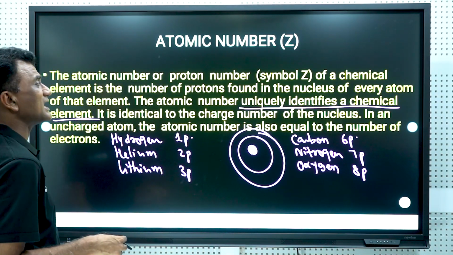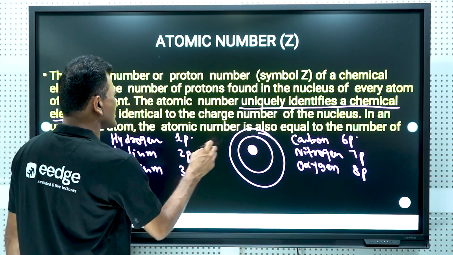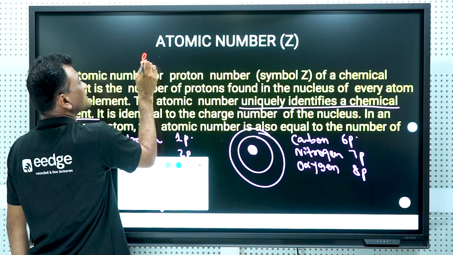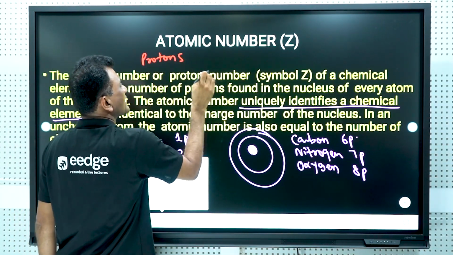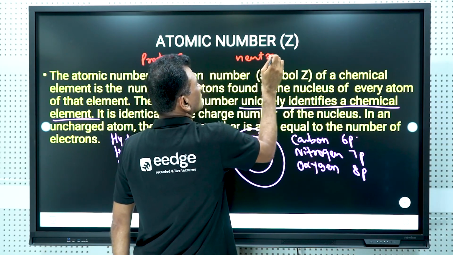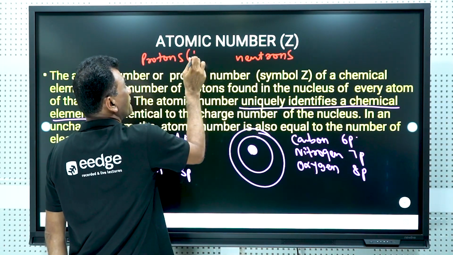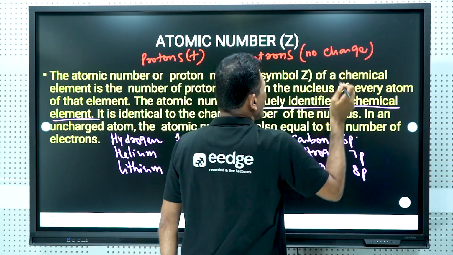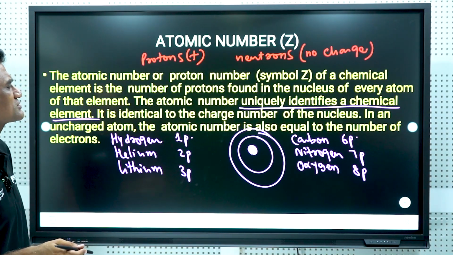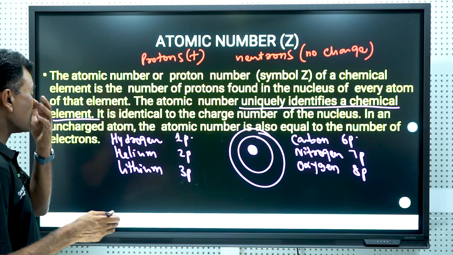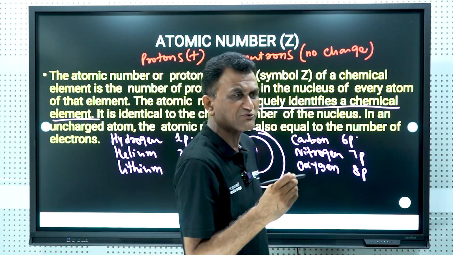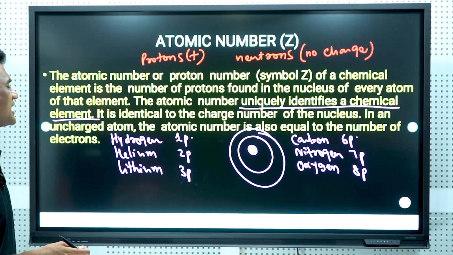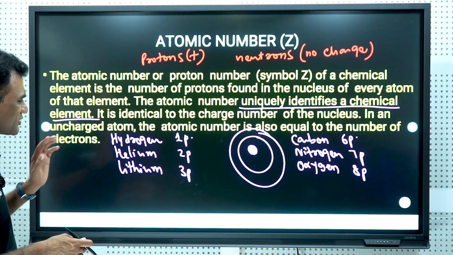It is identical to the charge number of the nucleus. Now the nucleus contains protons and neutrons. Protons have positive charge and neutrons have no charge. Okay, remember that protons have positive charge and neutrons have no charge. So it is identical to the charge number of the nucleus. The number of charged particles, meaning protons, inside the nucleus is the atomic number. In an uncharged atom, the atomic number is also equal to the number of electrons.